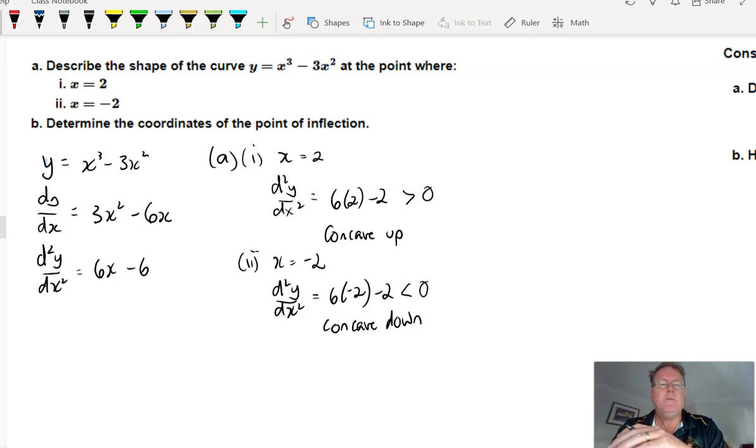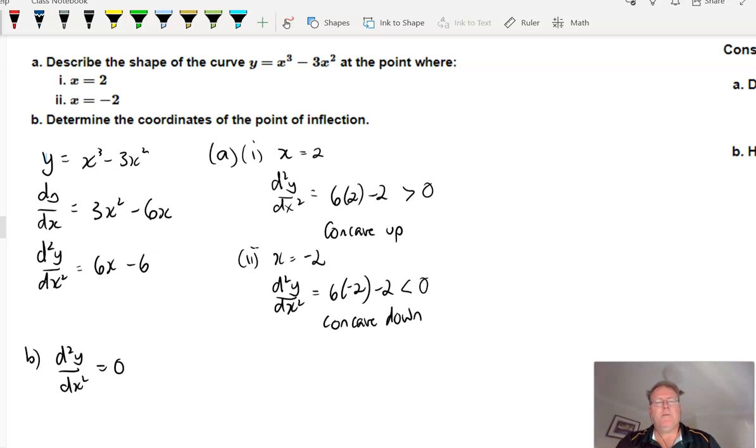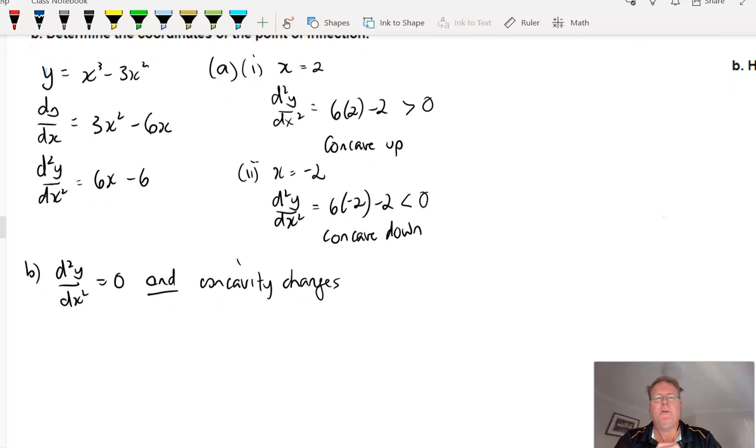Question B: determine the coordinates of the point of inflection. We're not looking for the horizontal point of inflection, we're looking for the point of inflection. So the point of inflection occurs where the second derivative equals 0. That's the first condition. And if you remember the second condition, the concavity changes either side. So we do what we call the second derivative test.